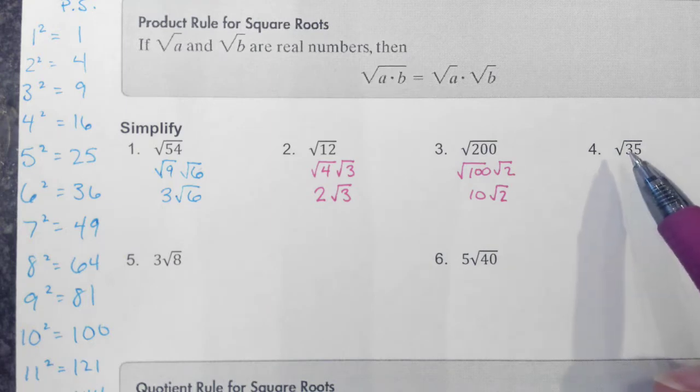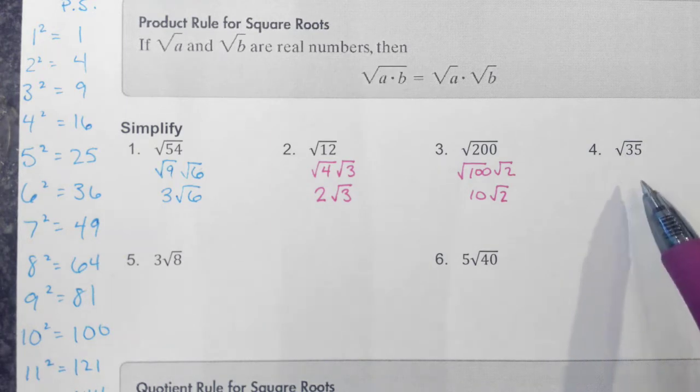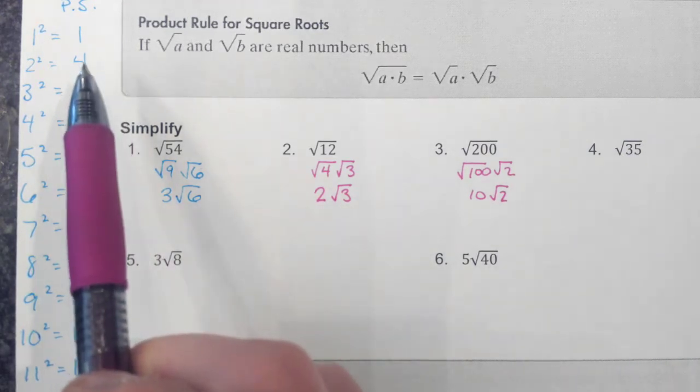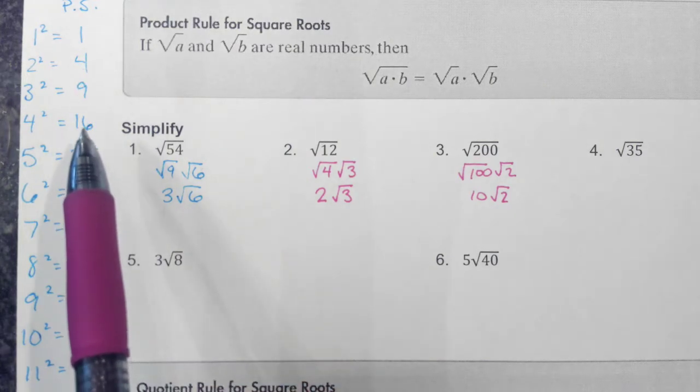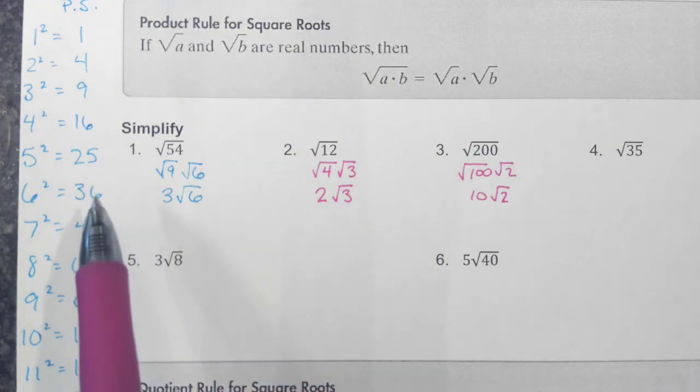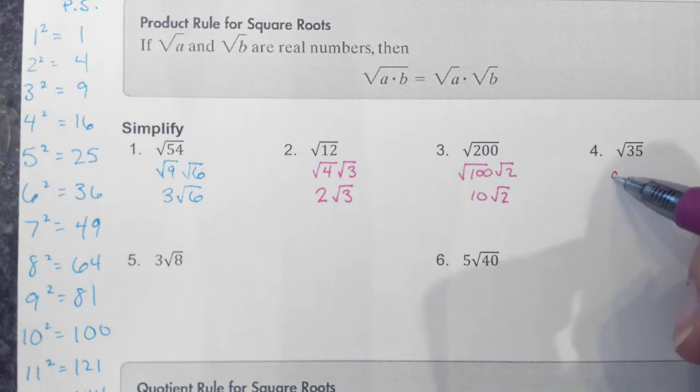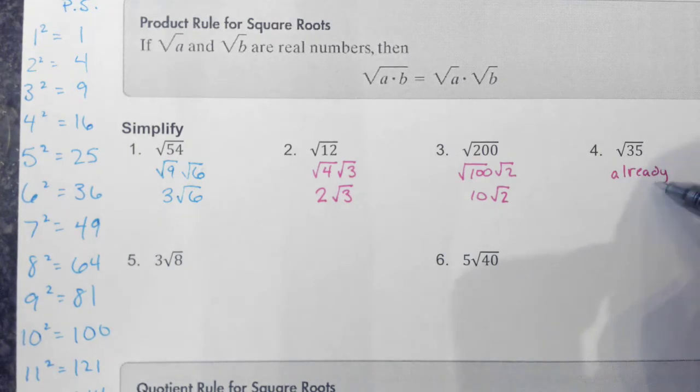Number 4, the square root of 35. We look at our list. 4 doesn't divide it, 9 doesn't divide it, 16 doesn't divide it, 25 doesn't divide it, and 36 is already too big. This one is already simplified. No perfect square divides the square root of 35 other than 1, of course.